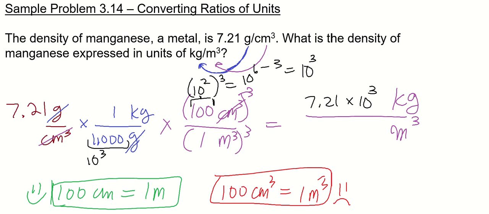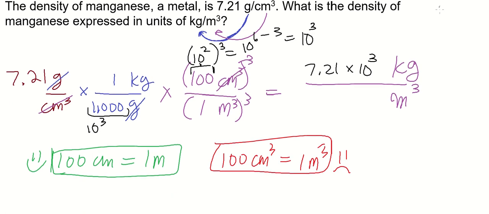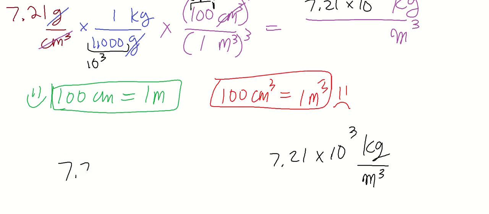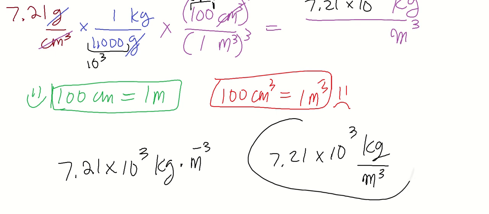So our answer is going to be 7.21 times 10 to the 3 kilograms per cubic meter. Or you can also write it this way: 7.21 times 10 to the 3 kilograms times meters to the negative 3. So anyway, we'll stop there.